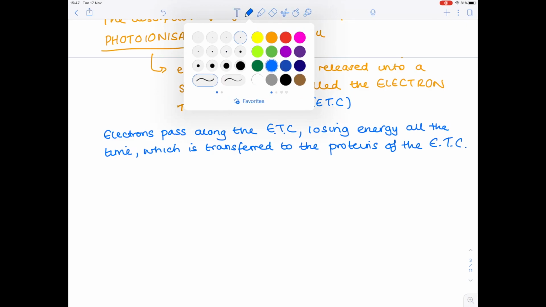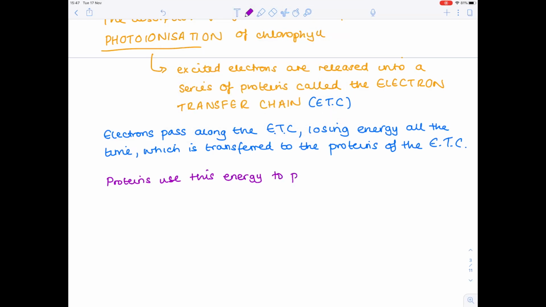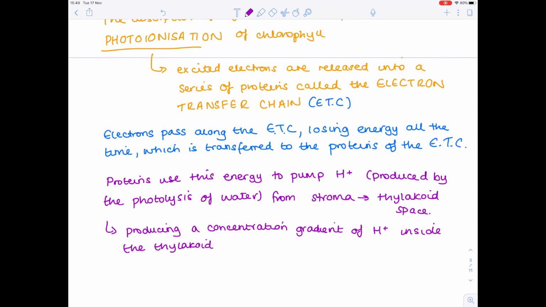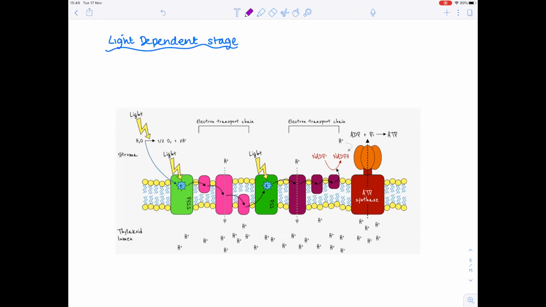So let's make the next point. Proteins use this energy to pump the protons or the hydrogen ions produced by the photolysis of water from the stroma into the thylakoid lumen or space. And as you'd expect, this therefore leads to a buildup of protons inside the thylakoid space, and effectively you've set up a concentration gradient. Just to reiterate, we can see those hydrogen ions being pumped from the stroma through those protein channels into the thylakoid space, the thylakoid lumen, so we're getting a large buildup of protons, hydrogen ions, within the thylakoid space.